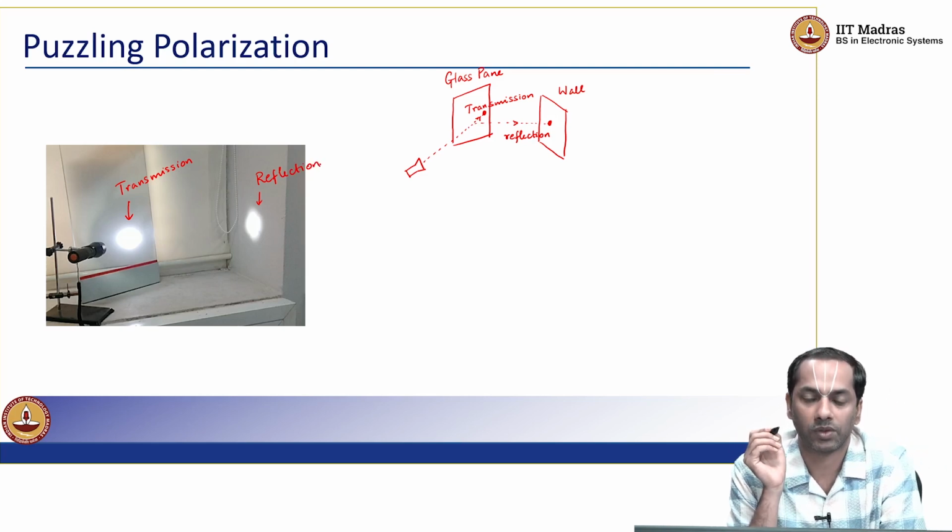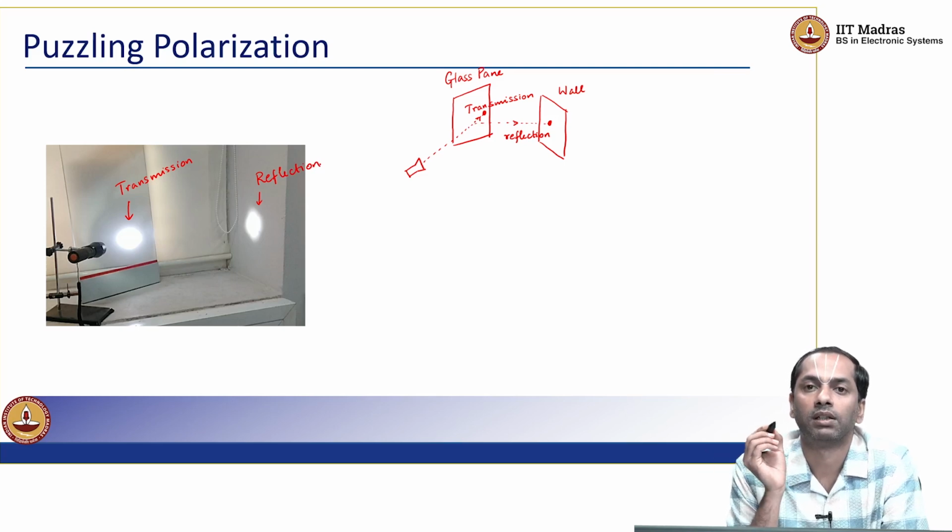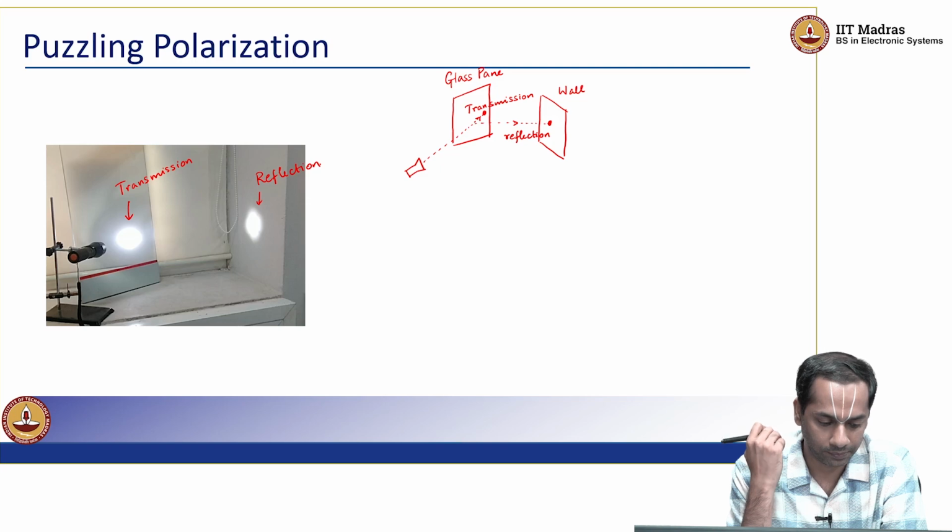So, this is not very surprising. You have seen this many times. You walk in front of a glass pane, you can sometimes see your own reflection on the glass pane and you can also see through. So, some light that is bouncing off of your face is getting transmitted through into the room and some of it is getting reflected back into your eyes.